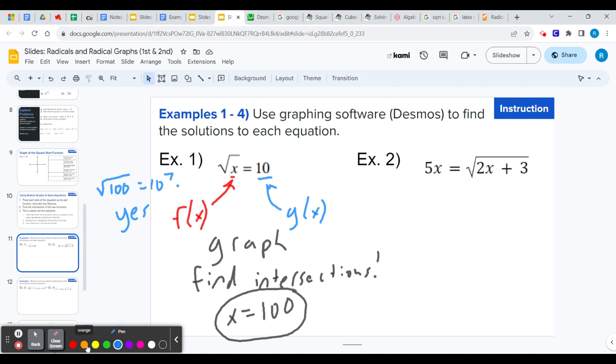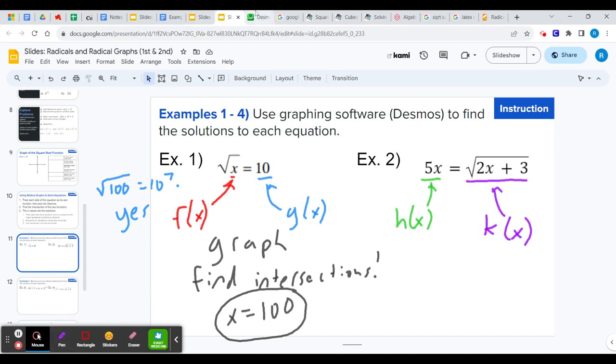Okay, we could try this again for example 2. This time I'm going to switch up the letters a little bit, just so we see that we don't always need to define them as f and g. Let's call that h of x equals 5x. And let's call the square root of 2x plus 3 k of x. All right, just switching up the function names to show that they aren't really important.